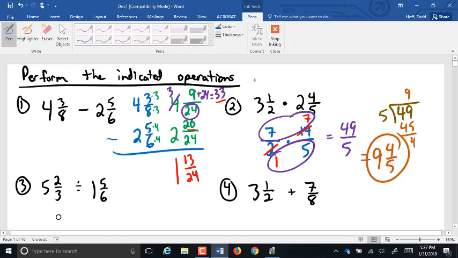How many have both of them right so far? Show of hands. Didn't get to the second one? Okay.